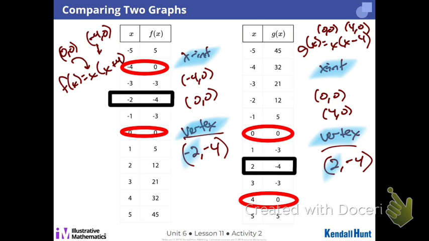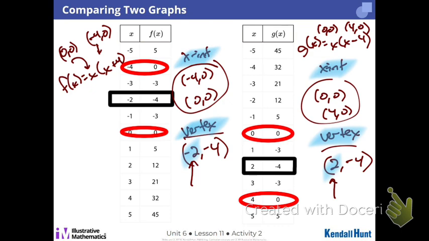Halfway in between both the vertexes? No, both the intercepts. Halfway between the intercepts. Let's check it out. What's halfway between 0 and negative 4? Ooh. What's halfway between 0 and 4? Ooh. So that's looking true.